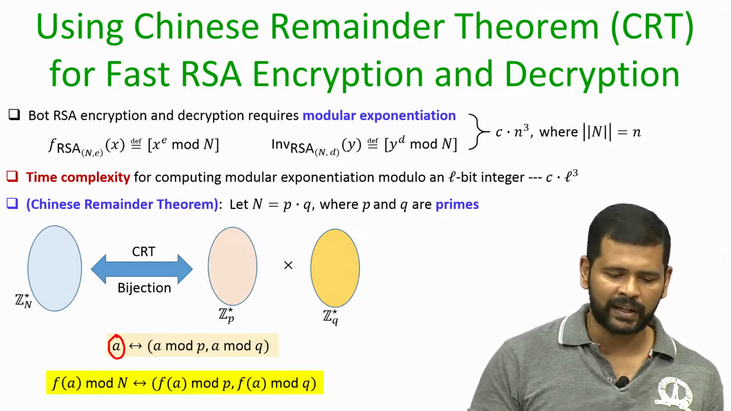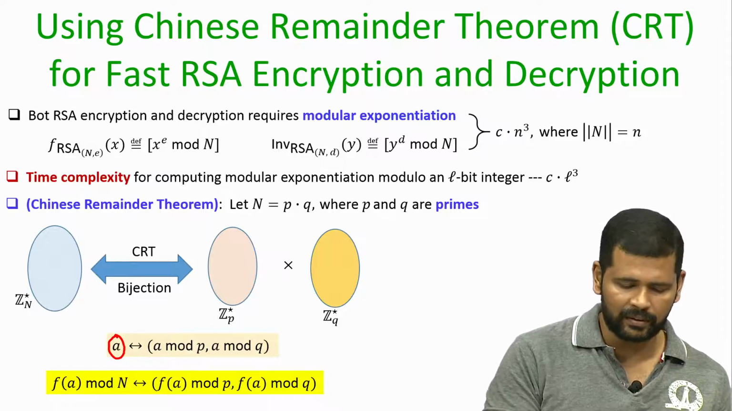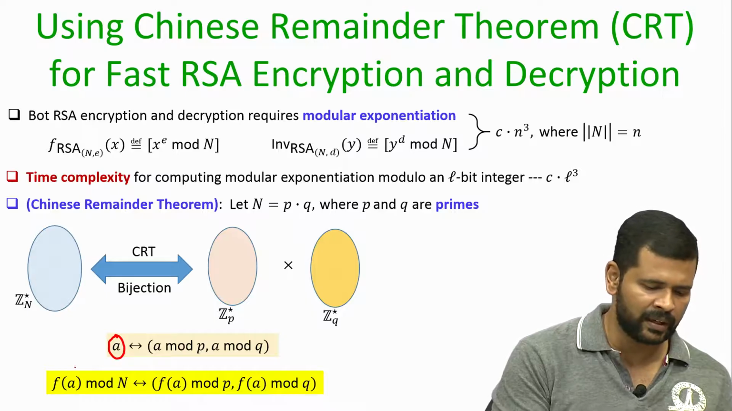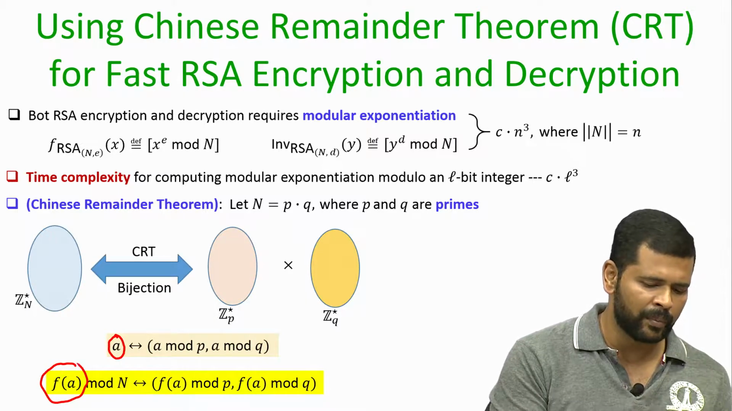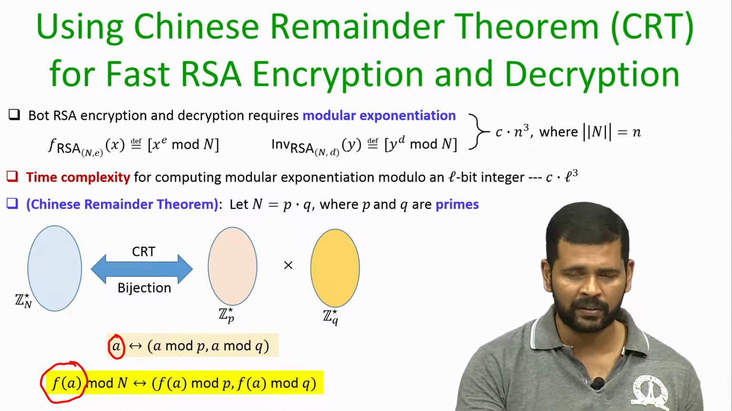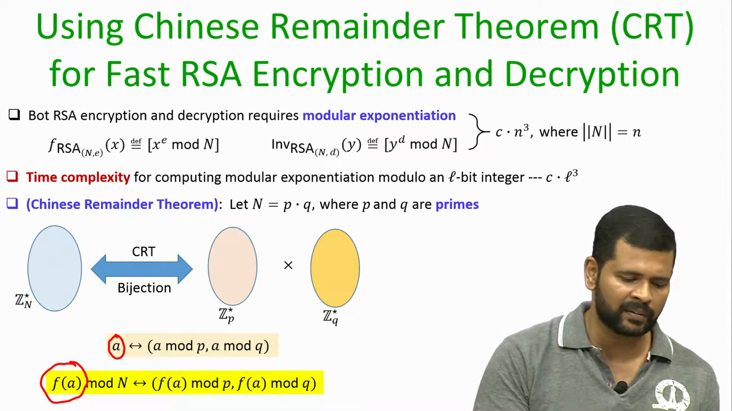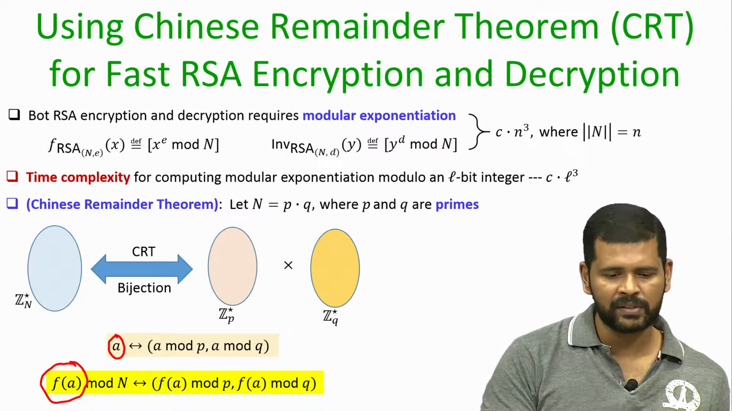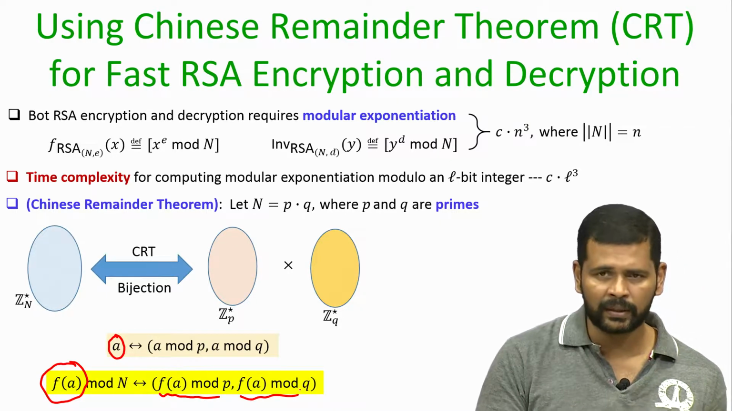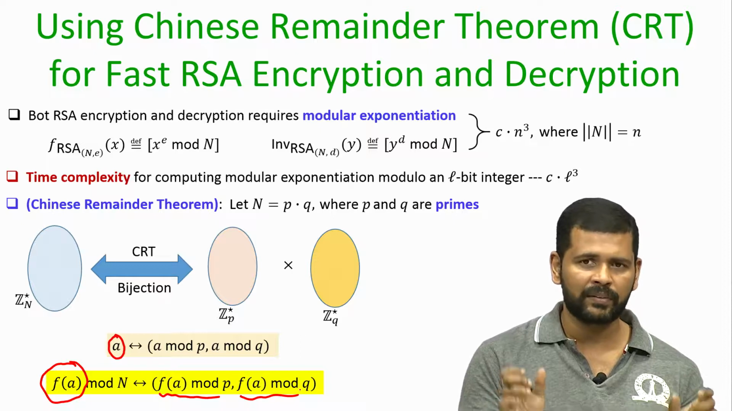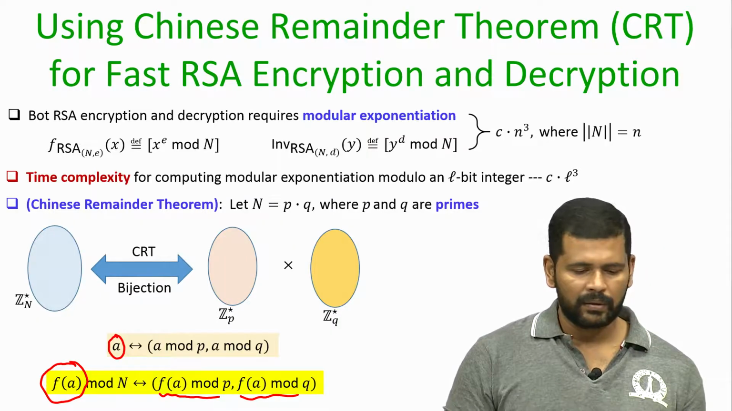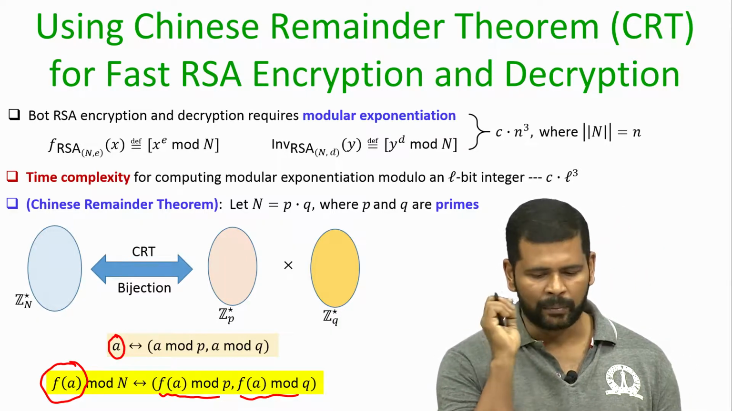And not only that, what the Chinese remainder theorem basically shows is that if you are performing some computation in the set Zn star, say you are evaluating the value of f of a modulo n, then the same computation you can carry out individually in Zp star and Zq star, and you will get a representation of the result of f of a modulo n. That means, instead of computing f of a modulo n, you can compute f of a modulo p and f of a modulo q, and that resultant pair of elements can be considered as the representation of your result f of a modulo n. So, that is how you can interpret this Chinese remainder theorem bijection.